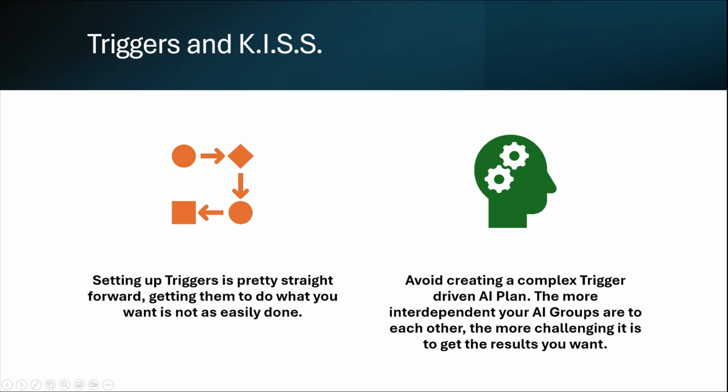The tricky part. Triggers and KISS. While setting up triggers is pretty straightforward, getting them to do what you want is not as easily done. So starting out using triggers, I suggest avoiding creating a complex AI plan. The more independent your AI groups are to each other, the more challenging and frustrating it's going to be to get the results you want.